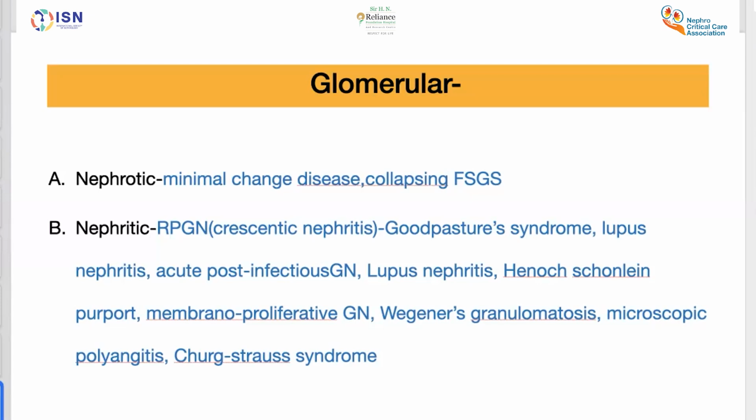Here there is rapidly progressive glomerulonephritis, also called crescentic nephritis, or other diseases like anti-glomerular basement membrane disease and immune complex deposition diseases like Goodpasture syndrome or lupus nephritis, acute post-infectious glomerulonephritis, Henoch-Schönlein purpura, and membranoproliferative glomerulonephritis, or granulomatosis.